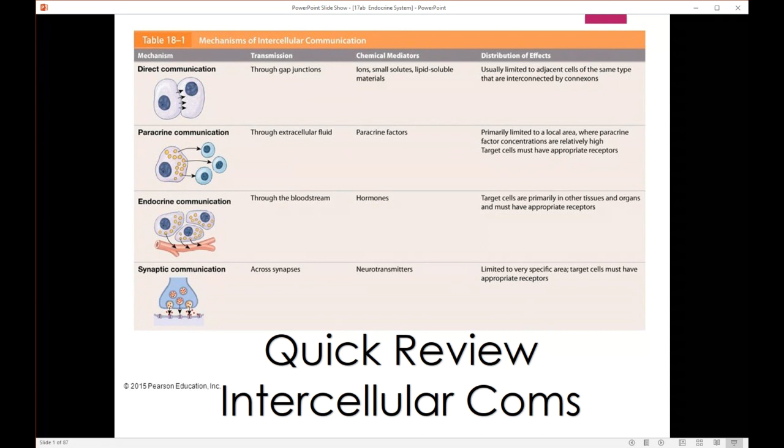There's endocrine communication. This is our endocrine system. We do it through the bloodstream with hormones, only acting on target cells because those cells have to have the appropriate receptor. And then we have synaptic communication. This is across the synapse. There are neurotransmitters used in our nervous system.